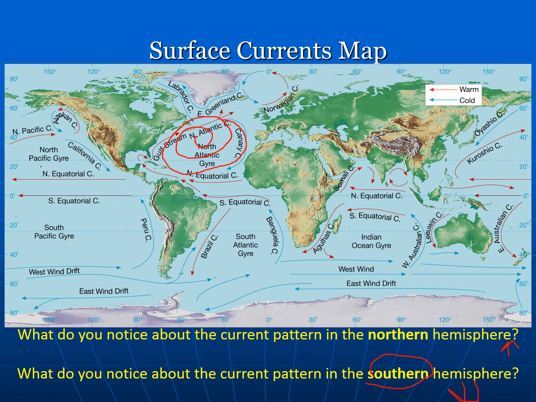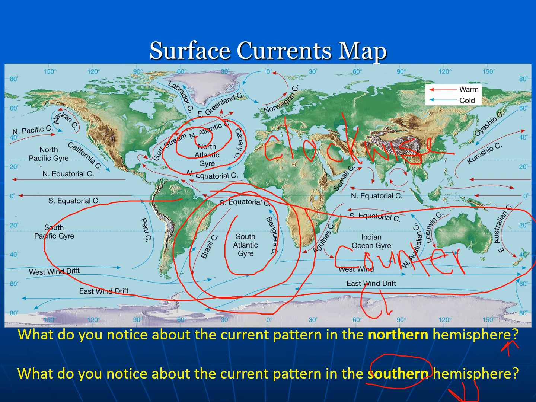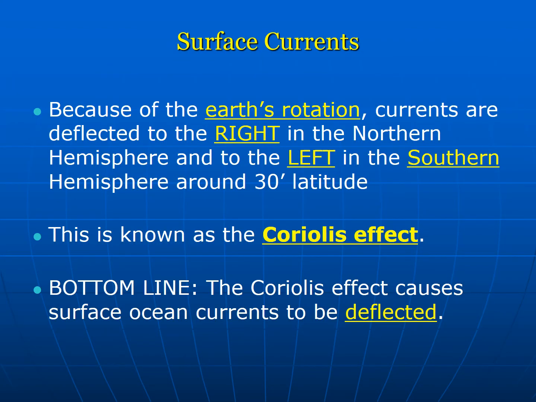That's below. So again, this is clockwise. Now this is the southern, and the arrows are going like this. That is called counterclockwise. So because of the Earth's rotation, currents are deflected to the right.